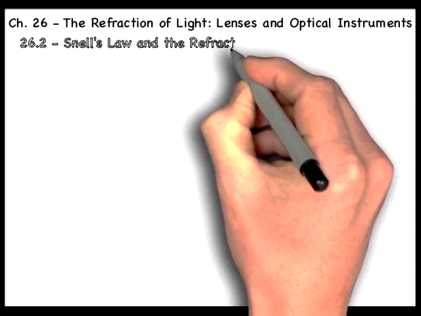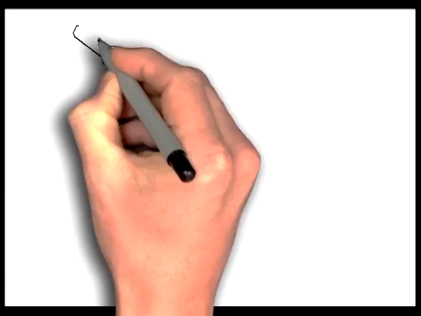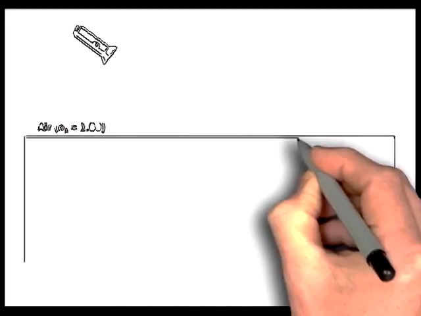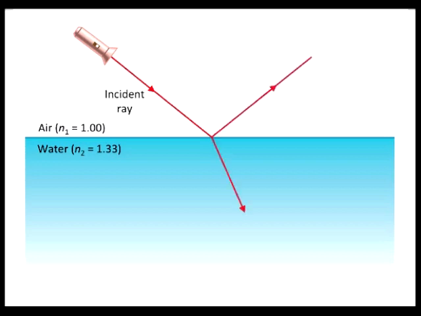In this section, we discuss what happens when light impinges upon the surface between two transparent materials. Here we see a beam of light striking the interface between air, which has an index of refraction of n1 equals 1.00, and glass, which has an index n2 equals 1.33. When the incident beam strikes the surface, it splits into two beams, a reflected ray and a refracted ray.